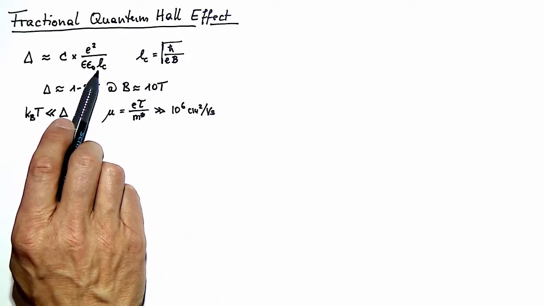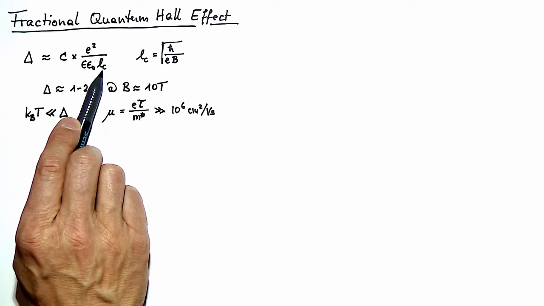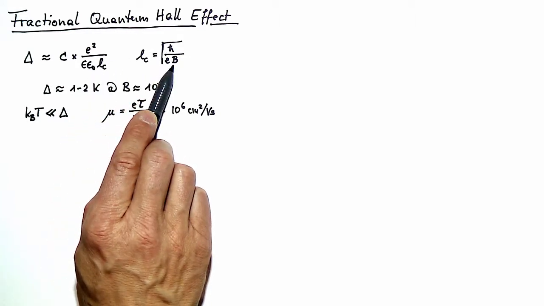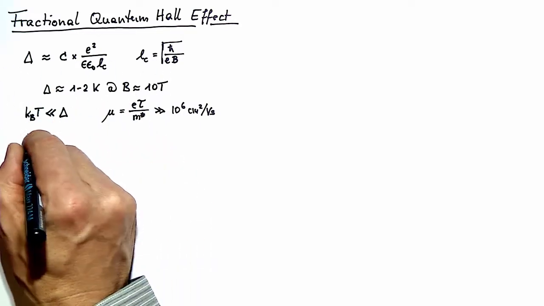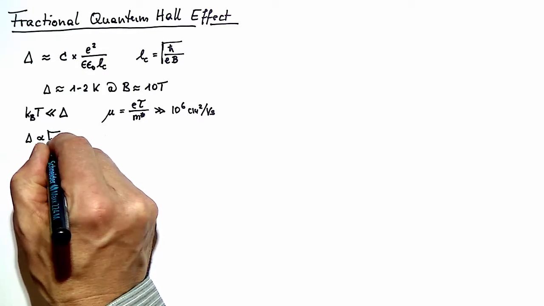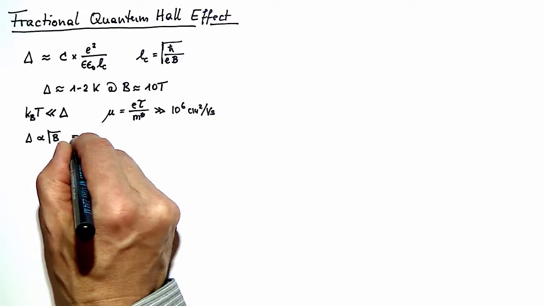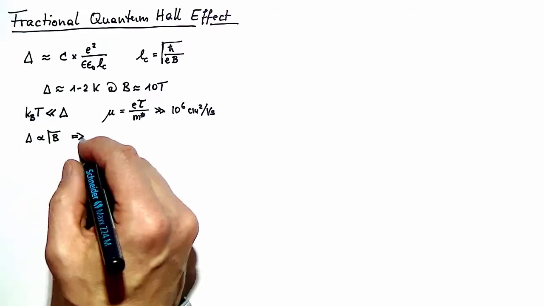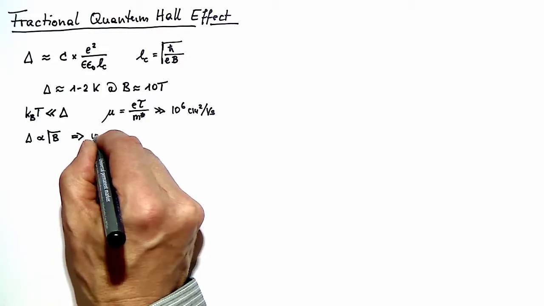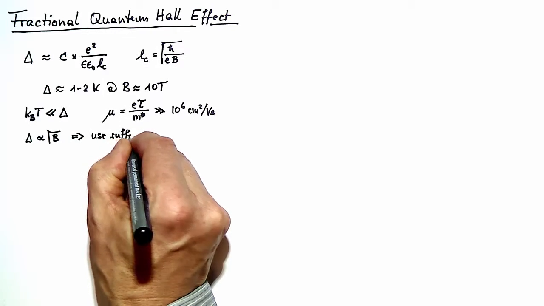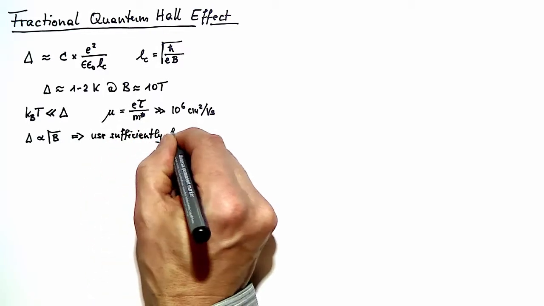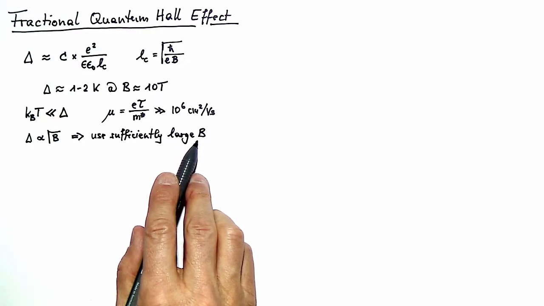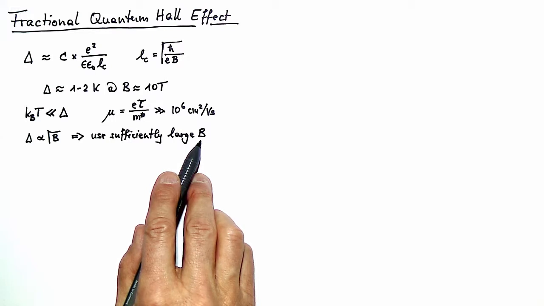Furthermore, we will look at the magnetic length dependence of delta and see that the magnetic length is inversely proportional to the square root of the magnetic field, such that delta is proportional to magnetic field to the power of 1/2. And this means the energy scale delta gets the bigger the larger the magnetic field is. So another criterion for observing the fractional quantum Hall effect is that you use a sufficiently large magnetic field, which amounts to something of the order of 5 to 10 Tesla in typical experimental situations.